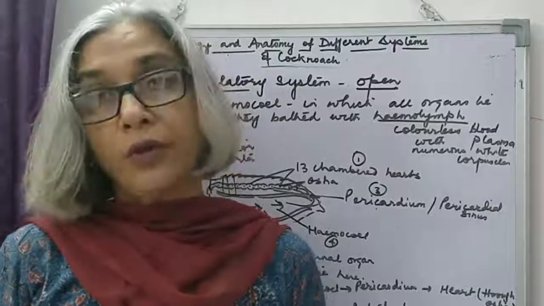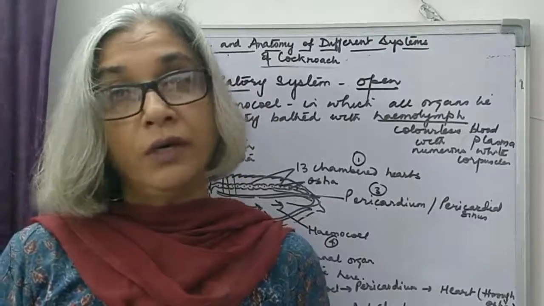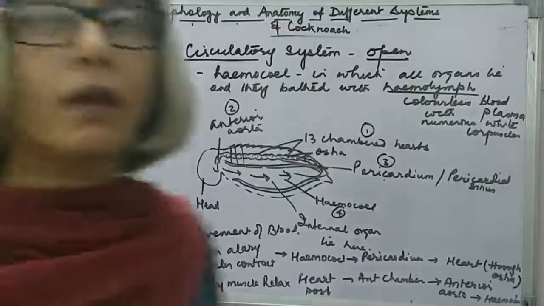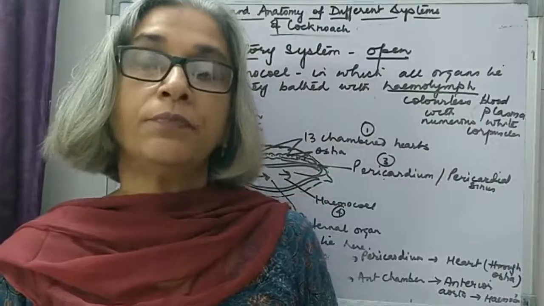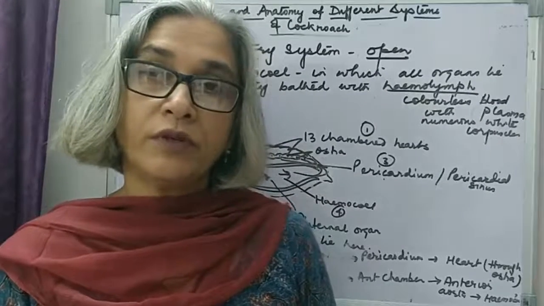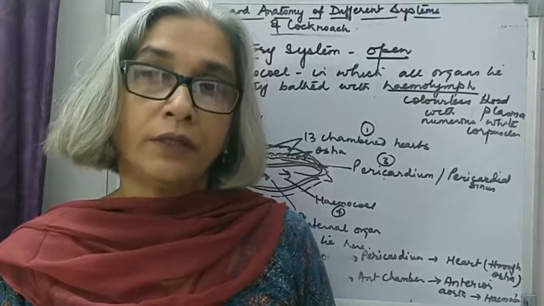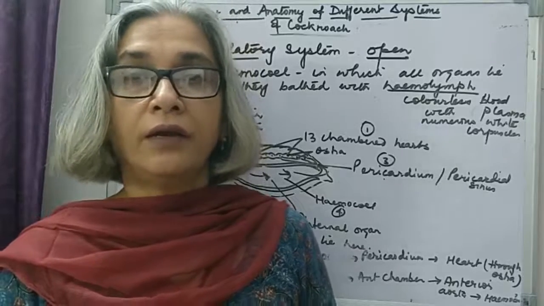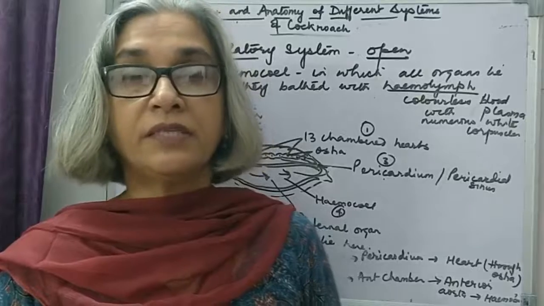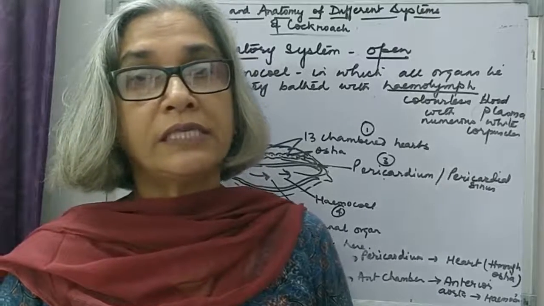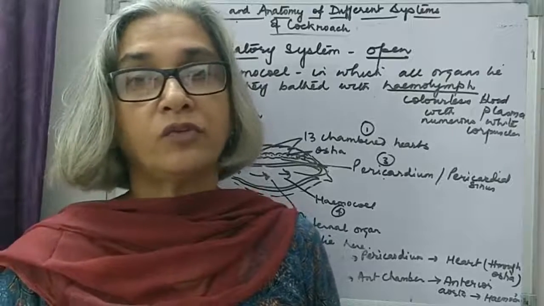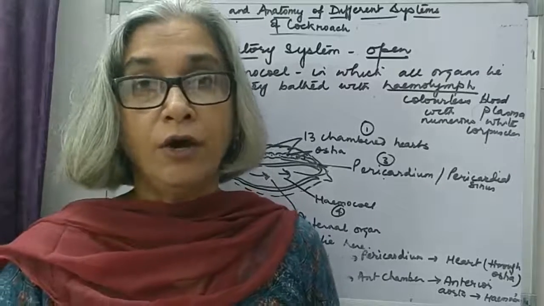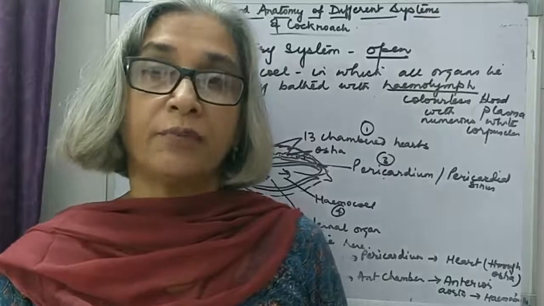So this was about the circulatory system. Now we will do the respiratory system. Now coming to the respiratory system, cockroach has an internal respiratory system. The external openings of the respiratory system are the spiracles. There are 10 pairs of spiracles present, 2 in the second and the third thoracic segment, and 8 pairs of spiracles present in the first 8 abdominal segments.